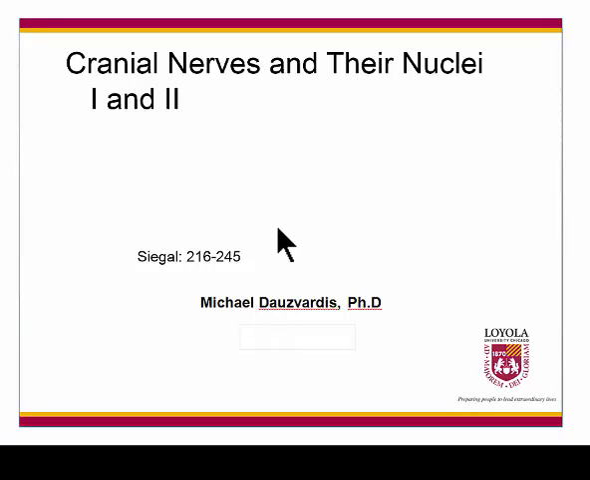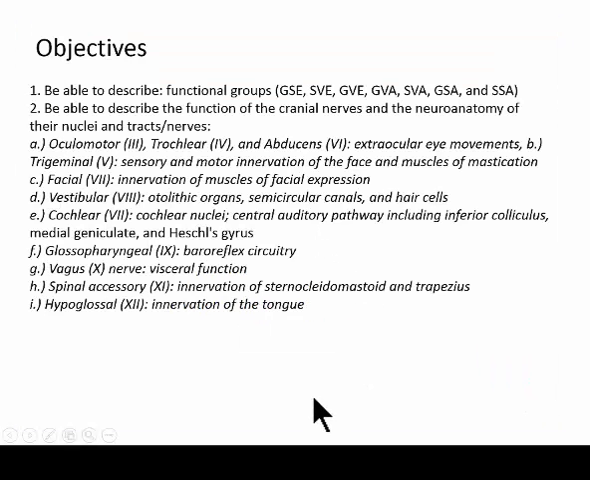Alright, this video deals once again with the cranial nerves, but now we're going to take a look at the central connections of the cranial nerves. We're going to look at the nuclei, the cranial nerve motor and sensory nuclei, and see how they're organized in the brainstem. Let's get cracking. These are our objectives. Basically, know the central connections of all the cranial nerve nuclei. That's the objectives.